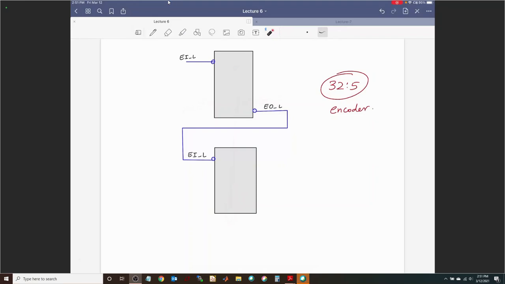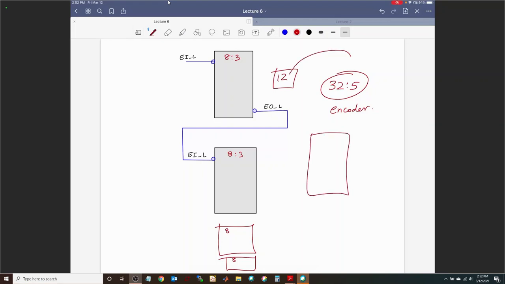Think about this, 32:5 will require 32 inputs and 5 outputs, right? This guy will give you 8:3. So clearly you need 2 more, right? So that gives you 32 inputs, but now you have 3 × 4, 12 outputs. You would have to run those 12 outputs through another combinational circuit because you eventually want that to be encoded into just 5 outputs. For that, you would need both the got something as well as the enable output.